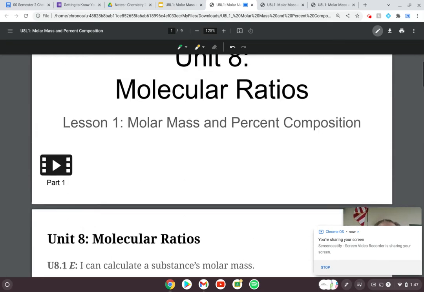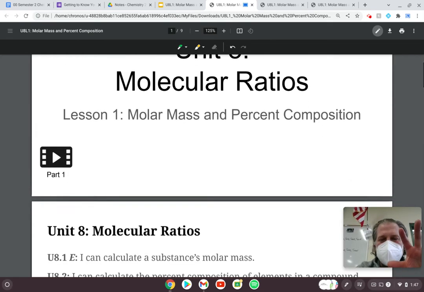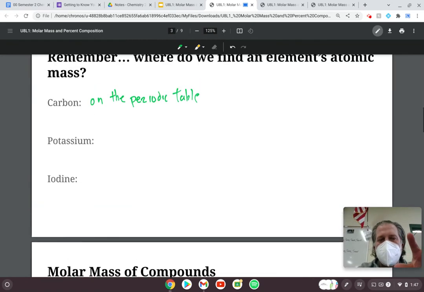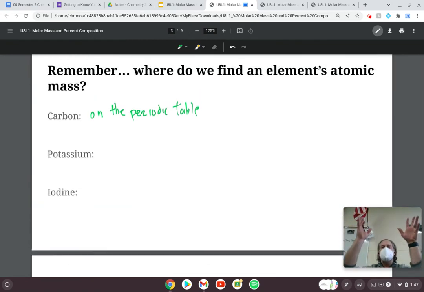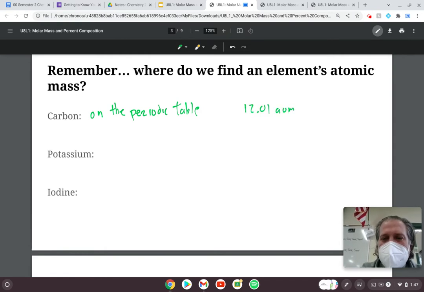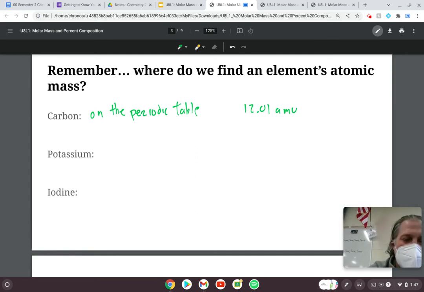Yeah, so we would find the mass of individual elements located on the periodic table. For example, carbon we would find on the periodic table has a mass of 12.01. And once upon a time, we said AMU, atomic mass unit.